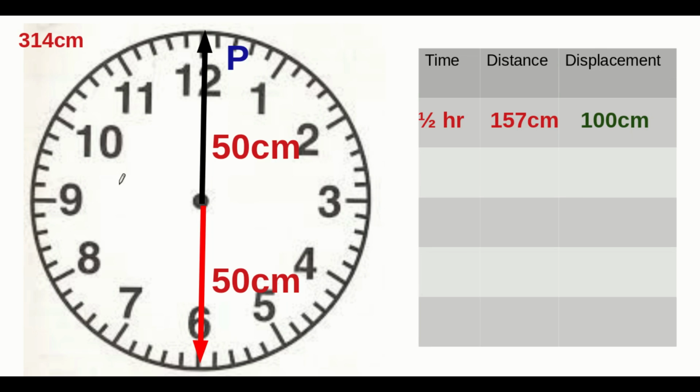Then again, after 1 hour, what happens? The needle will come back to the original position. Here the initial position and final position are the same point. The end P of the needle traveled one complete circular path, so the distance is 314 centimeter. But remember, now the needle is at the initial position. So the straight line distance is definitely 0. So displacement is 0.